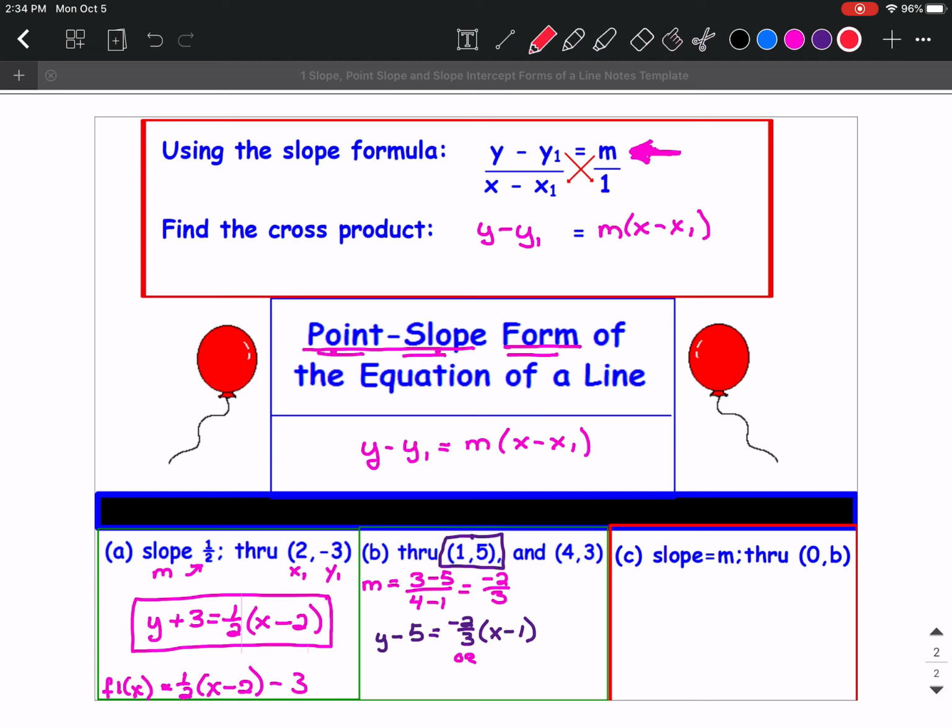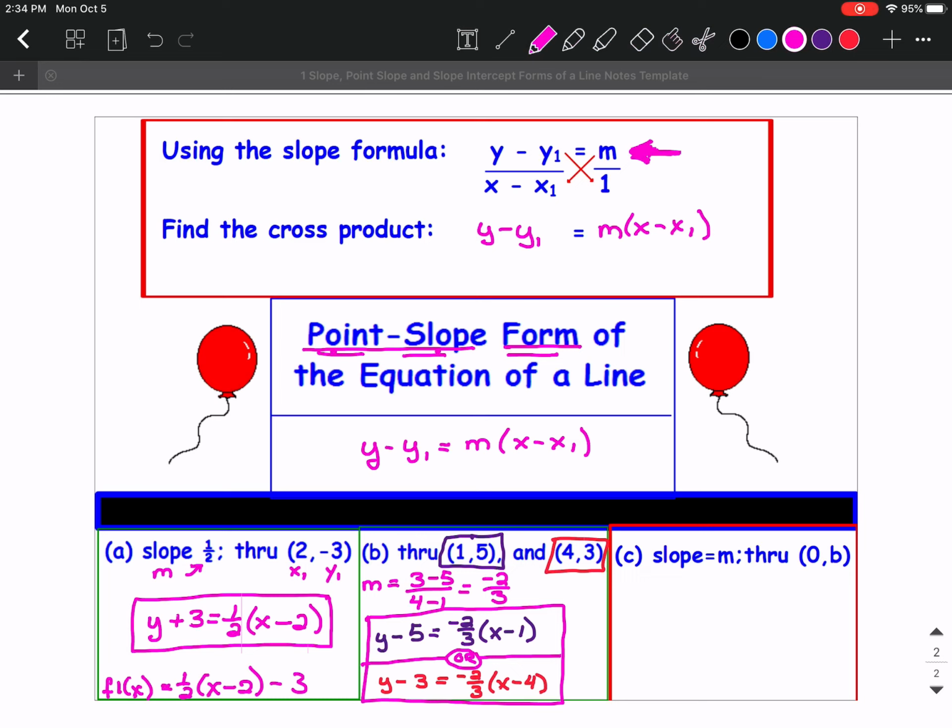But let's say you chose the other point, 4, 3. Then your equation would be y minus 3 equals our slope, negative 2/3, times x minus 4. And believe it or not, those two equations are exactly the same. Even though they look nothing alike, they are the same, okay? If you did the algebra to simplify them, they would be the same. If you put them both in a graphing device, whether it's a calculator or Desmos, you're going to see they're the exact same thing.